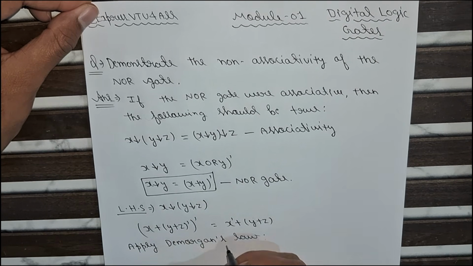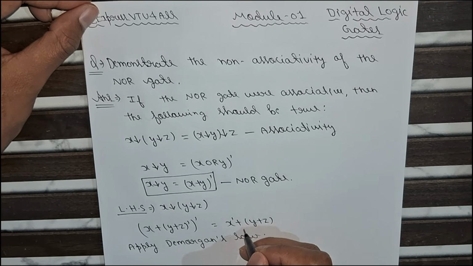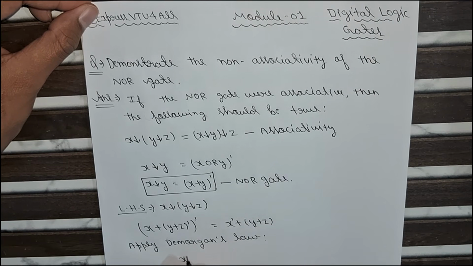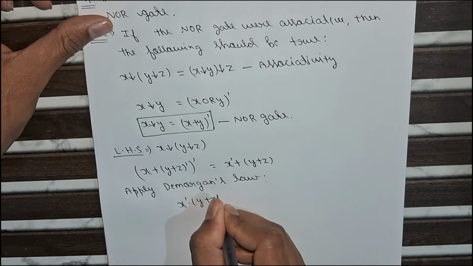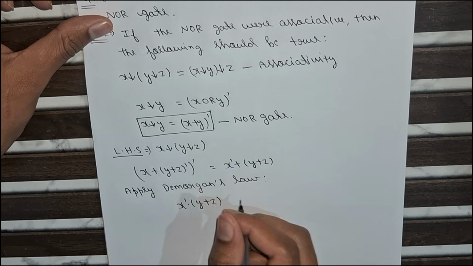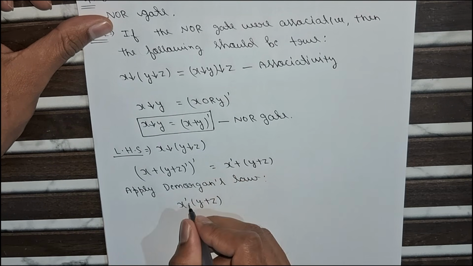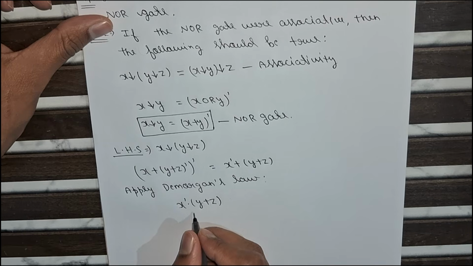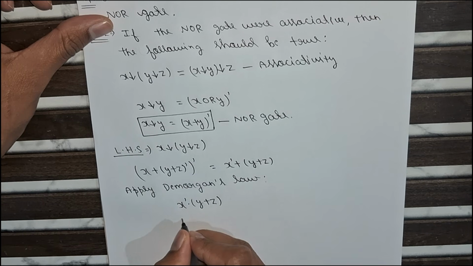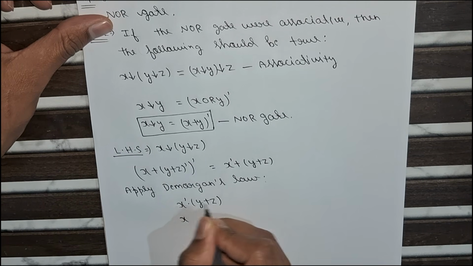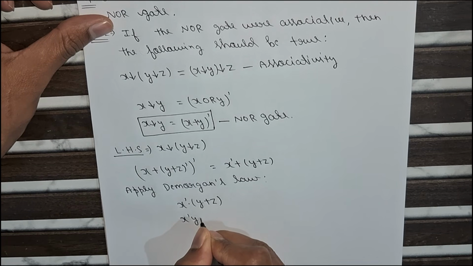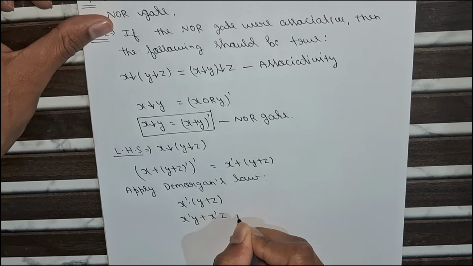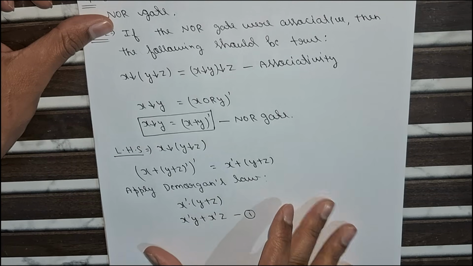So after applying De Morgan's law on this equation, it becomes x complement and (y plus z). We can write it like this because here OR will convert into AND function. So after expanding this inside the bracket, we can write it as x'y plus x'z. So this is our first equation we will get from the left hand side.